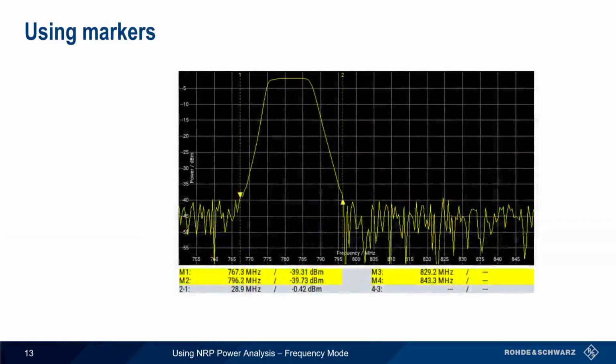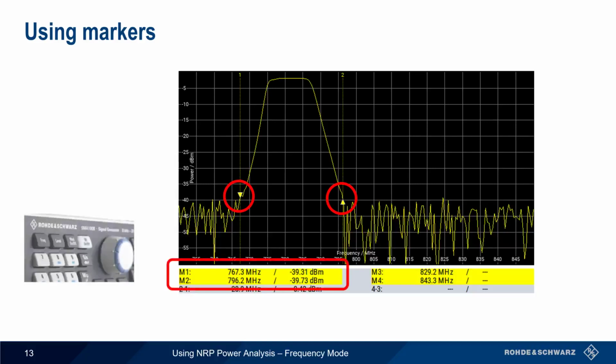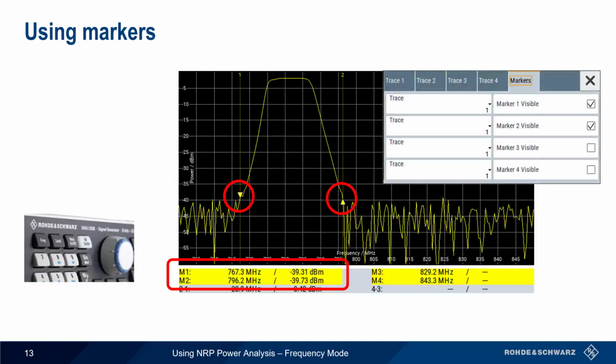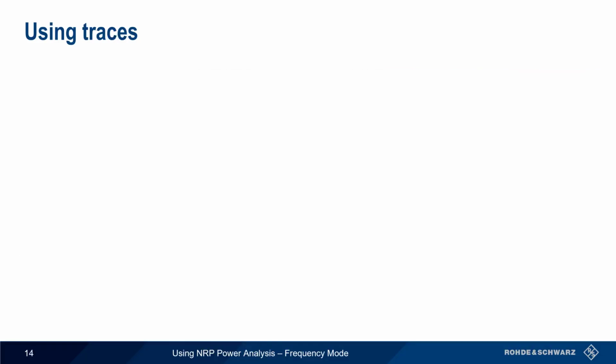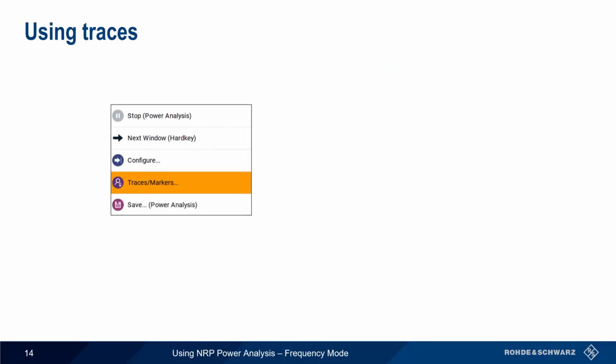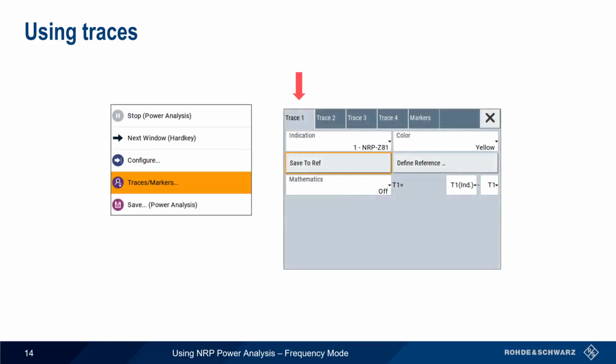In Marker view, we can place markers on our trace and see the corresponding values of frequency and power. You can use your finger or the rotary knob to move the markers on the trace. Up to 4 markers can be placed, and we can turn them on and off using Traces markers in the context-sensitive menu. In the same menu, we can define and configure the different traces. The NRP Power Viewer application supports up to 4 traces, and these are normally automatically assigned to each power sensor as it's connected to the SMA.